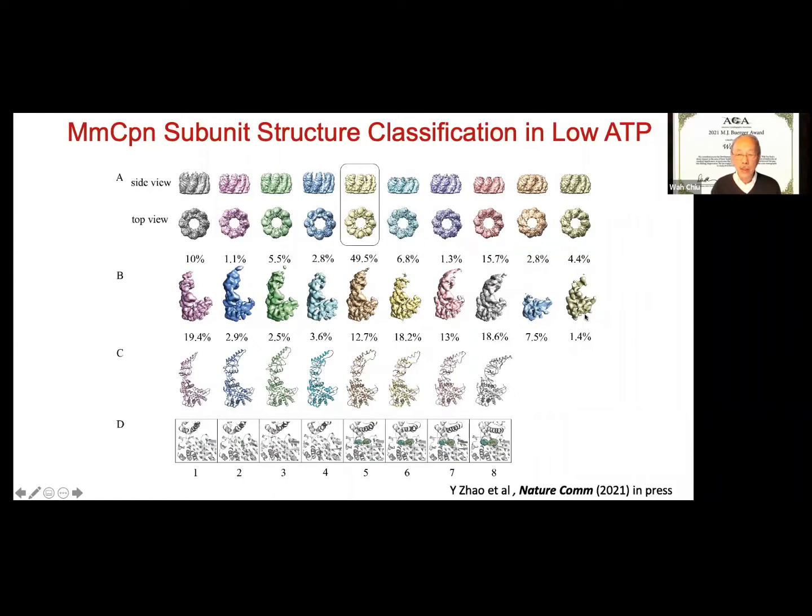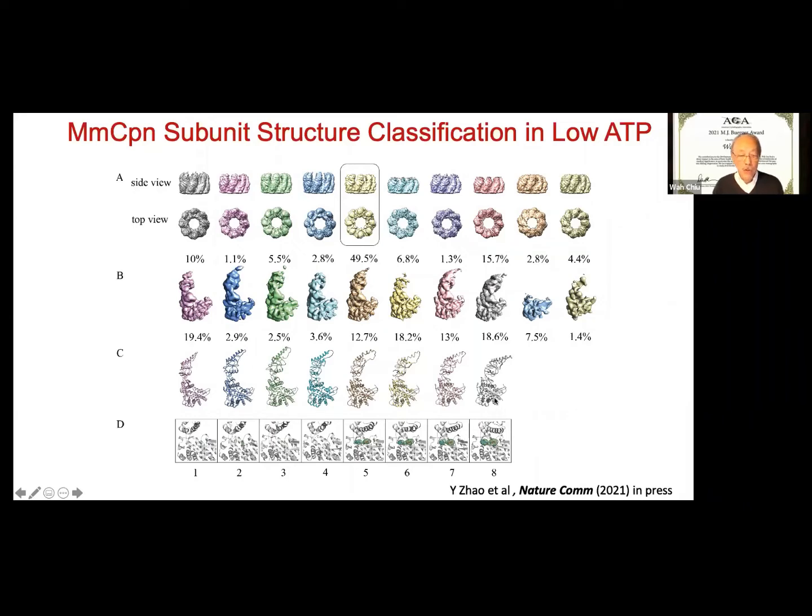2 of the classes don't look like anything interesting, and 8 classes do look like a single subunit, and it's good enough that we can build a model. And in fact, we examine the enzymatic sites of this subunit. 4 of these structures actually have the nucleotide density, another 4 don't.